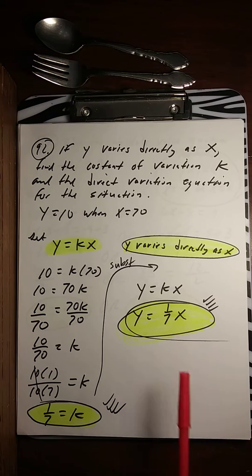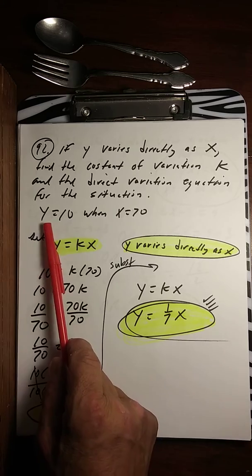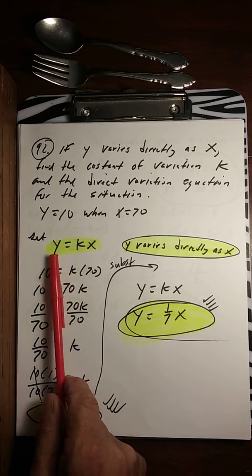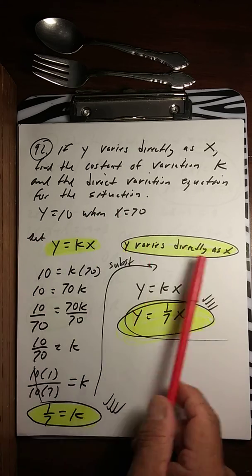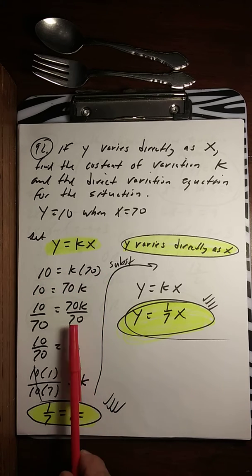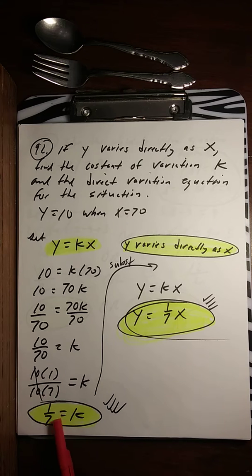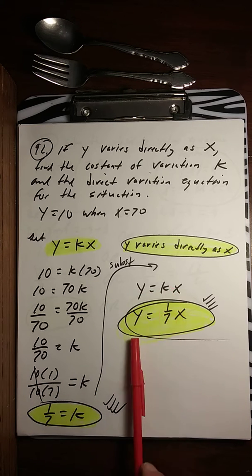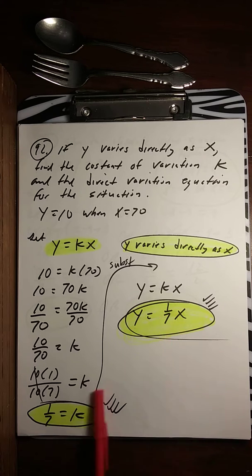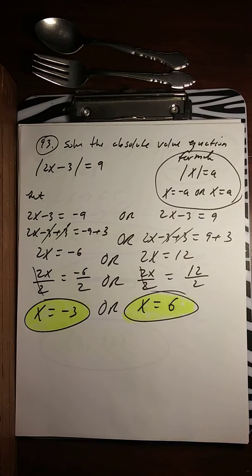Y varies directly as x. Find the constant of variation and the direct variation equation for this situation. So y is 10 when x is 70. So y equals kx. There's a formula. Y varies directly as x right there. Put the numbers in. So now we have 10 equals 70k. Divide by 70, divide by 70. So k equals this, or 10 times 1, 10 times that. These 10's cancel. 1 over 7 is k. So now we know that the formula is y equals kx, but y equals what? 1 over 7x. So there's a constant and there's a formula. Y varies directly as x.